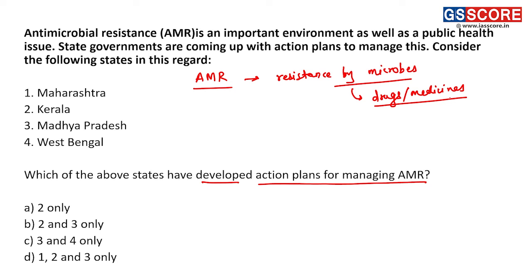Fine. So we are supposed to identify which states have developed their action plans. States like Kerala and Madhya Pradesh have their action plan, not Maharashtra and West Bengal. And that's why the answer is B, 2 and 3 only. Answer of this question is B, 2 and 3 only. Next question now.